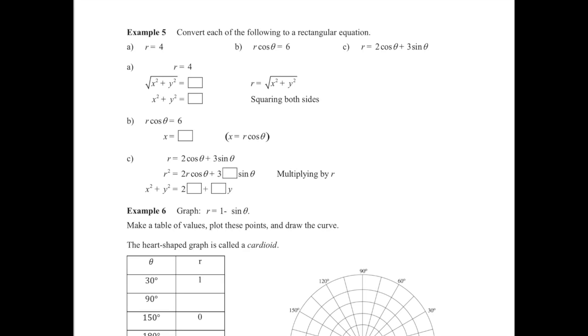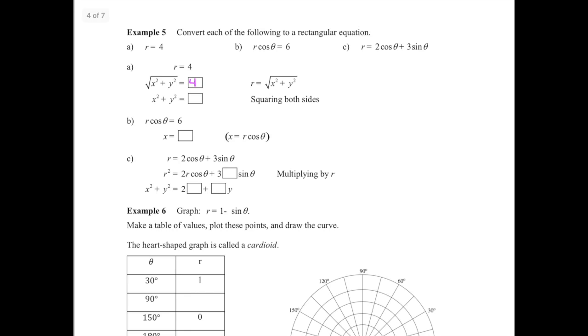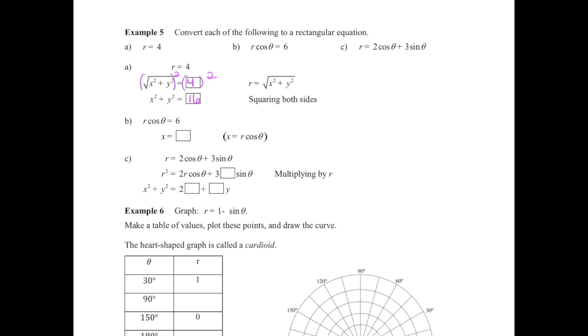We know that r is the same as the square root of x squared plus y squared from that front page. So this would be equal to 4 then. We can square both sides, giving us x squared plus y squared is 16. And then we're done. R cosine of theta is 6.